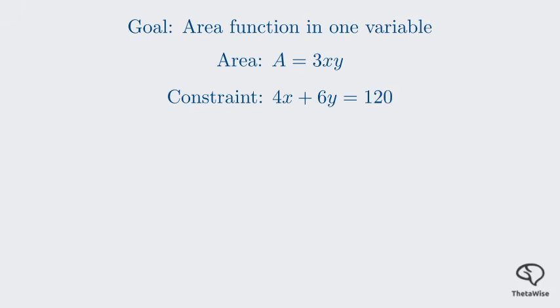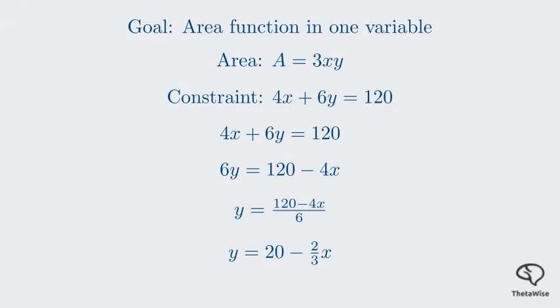To proceed with calculus, our objective function for area needs to be in terms of a single variable, not 2. So we need to eliminate either x or y from the area equation. Let's use the constraint equation to solve for y in terms of x. Starting with 4x plus 6y equals 120, we can subtract 4x from both sides. Then we divide the entire right side by 6. This gives us y equals (120 minus 4x) all over 6. We can simplify this to y equals 20 minus 2/3 x.